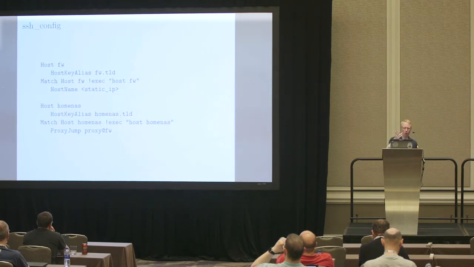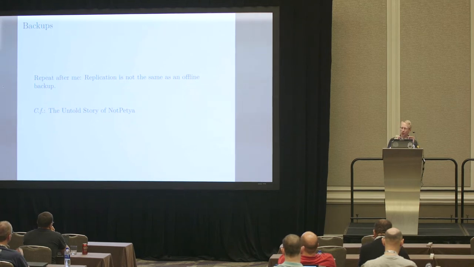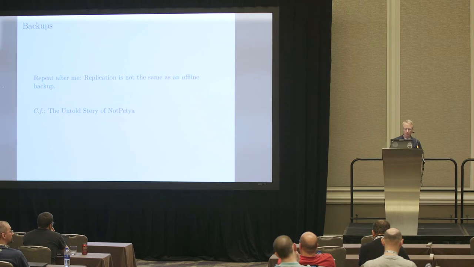So I have another server called HomeNAS, which requires a ProxyJump. You should spend some quality time with the man page for ssh_config and sshd_config, or read Mr. Lucas's book. I'd recommend both. Okay, so that's how I handle synchronization. You can do the same thing with Syncthing, you can do the same thing with Unison, you can do the same thing with rsync. The techniques all work, it's just a matter of pick your poison.